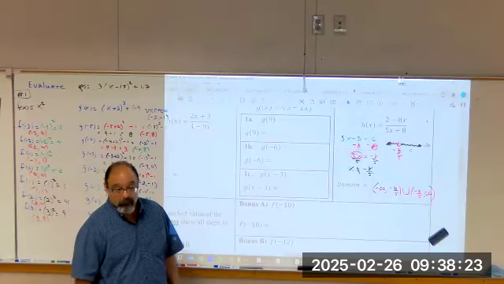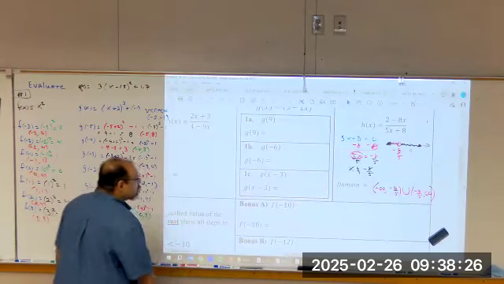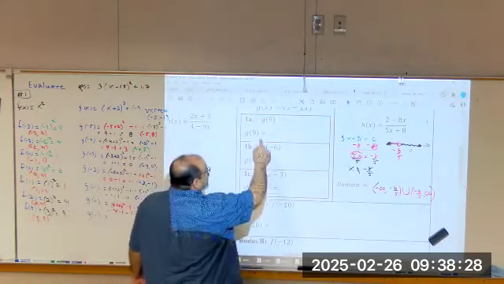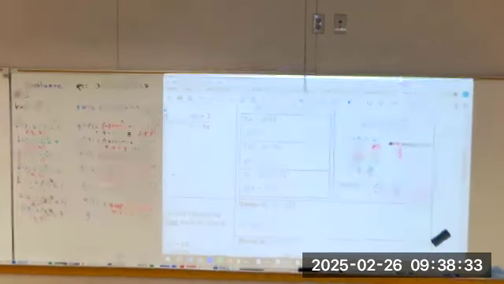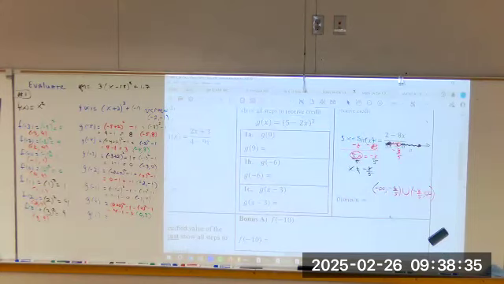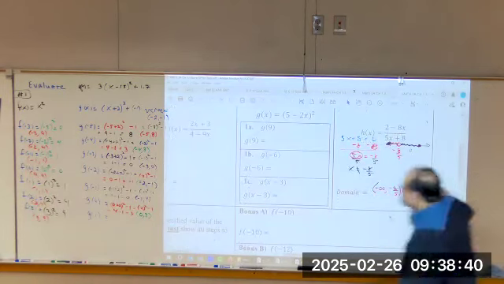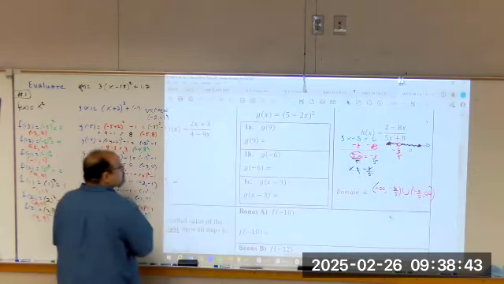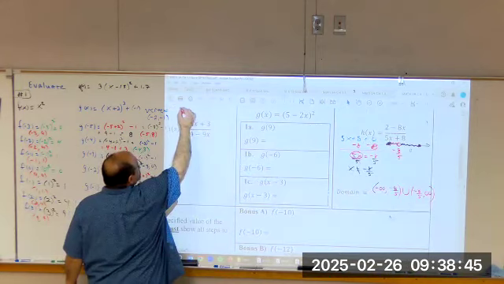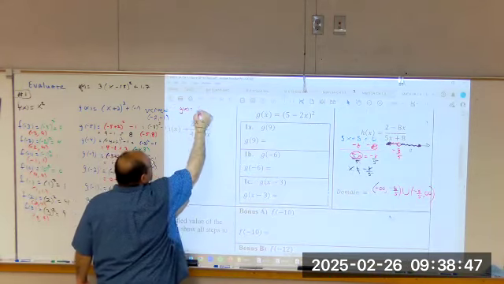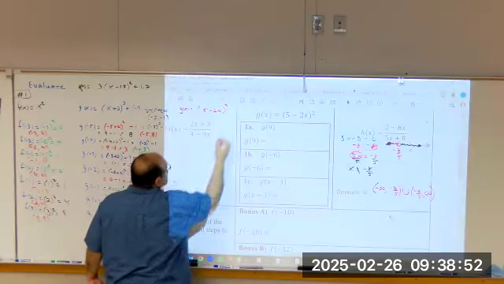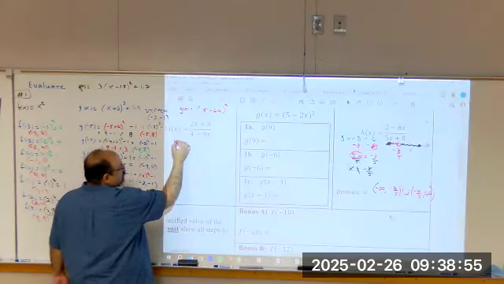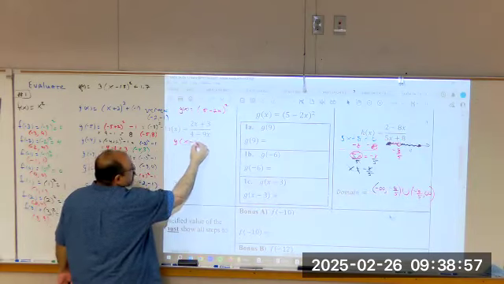Anything else? Yeah, 1C. So we have 5 minus 2x squared. E of x is equal to parentheses 5 minus 2x squared. And for 1C, we want to do what is g of x minus 2.